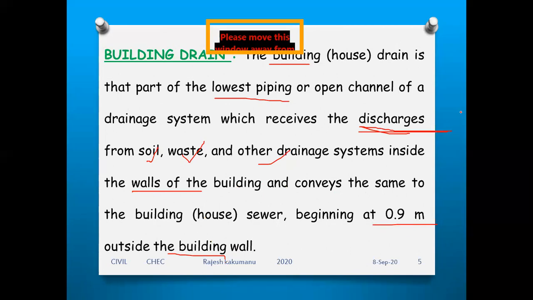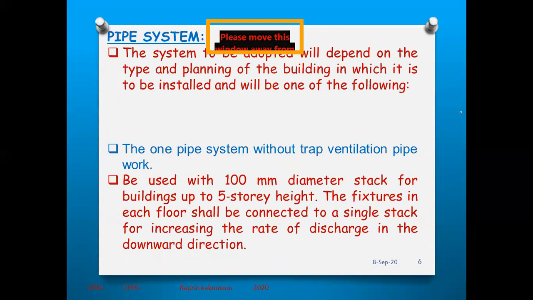Now we'll discuss in detail what is a building drain design. Next, this design of building ki, what are the piping systems we require? This is very important to discuss now. Okay, and see the piping system. The system to be adopted will depend on the type of planning of the building in which it is to be installed and will be one of the following.